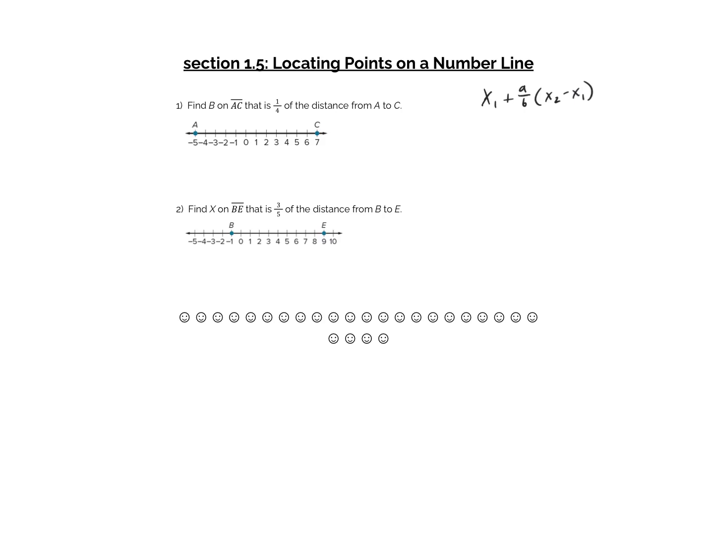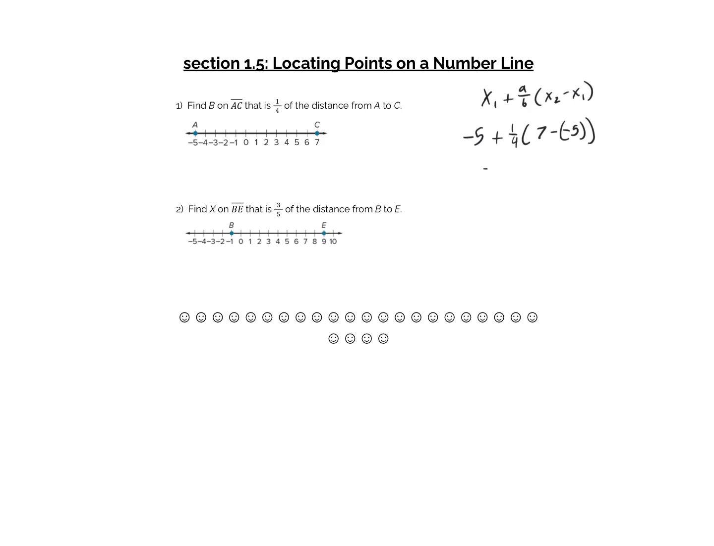So to find B on AC, that is 1/4 of the distance from A to C, we're just going to plug in what we know. We know A is at -5. We know that B is 1/4 of the distance. And we know that C is at 7. And again, B is at -5.